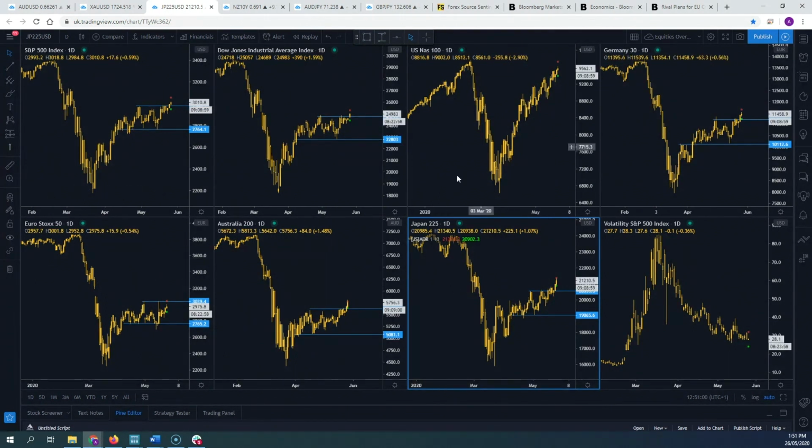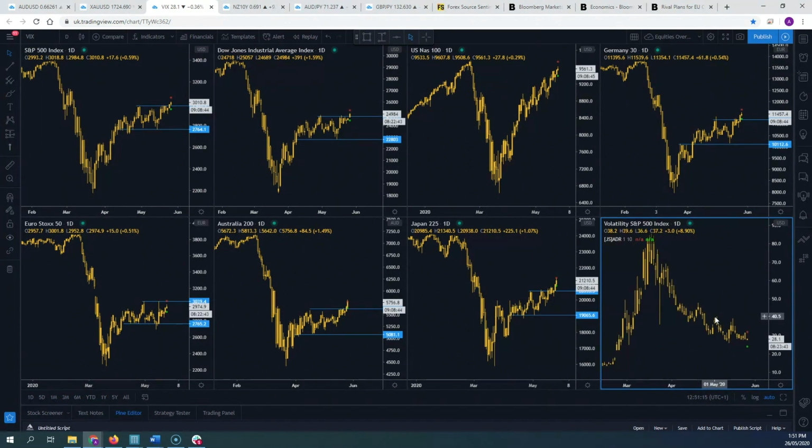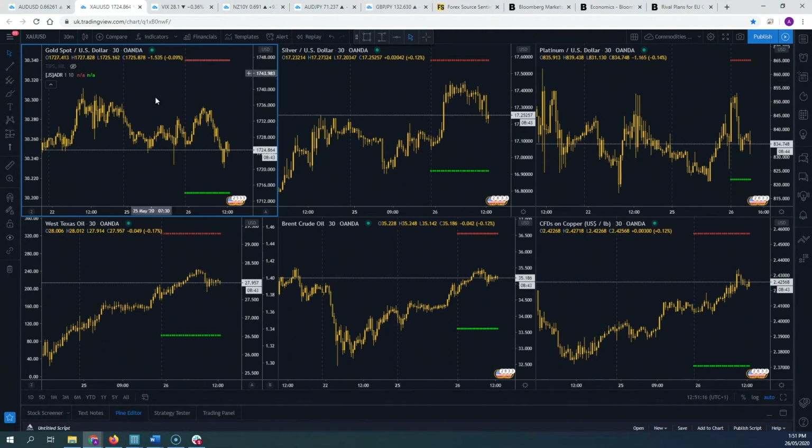But we like to look at these seven to give us a good idea of how global equities are doing across the board. And then, of course, on this screen, we also have the volatility index for the S&P 500 as a good gauge of overall market or equity volatility. Then turning to the commodities side, we have the major metals. So, of course, gold, silver, and platinum.